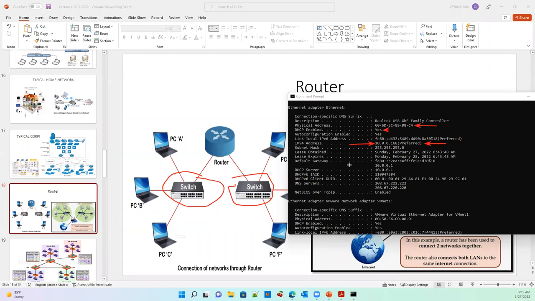And then you see the gateway. This one is my gateway, 10.0.0.1. In order to talk to a different network, I need a gateway or router. But in order to talk to my neighbor, let's say the computer next to me, it uses a switch and the MAC physical address. So what it does is it builds a table.